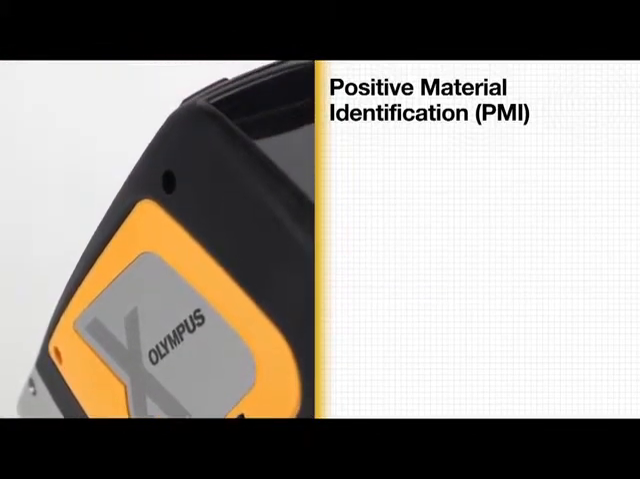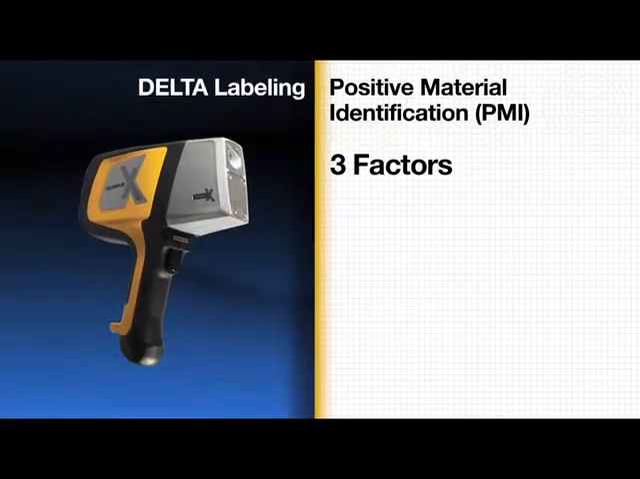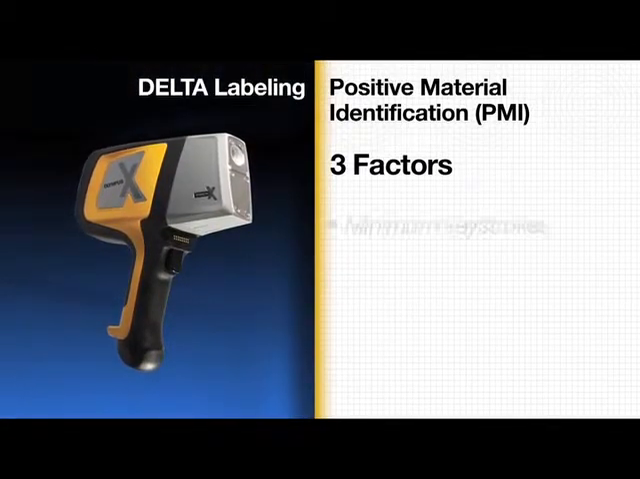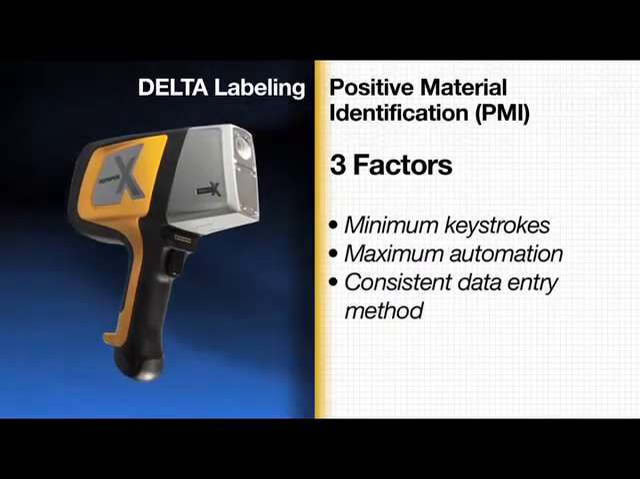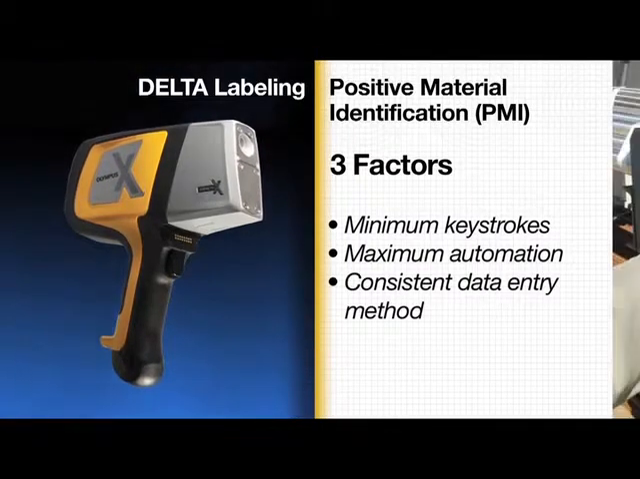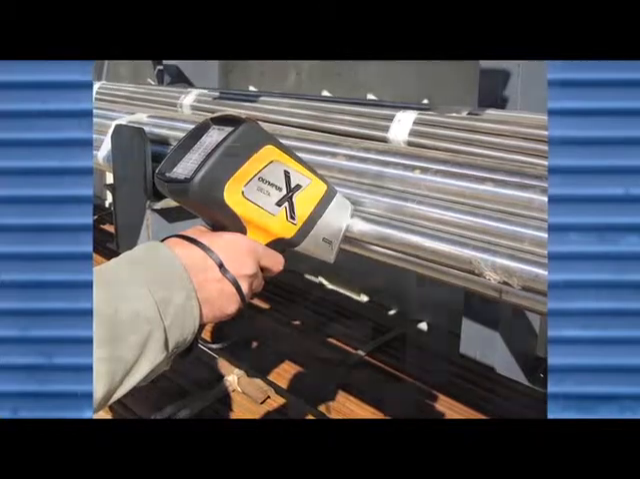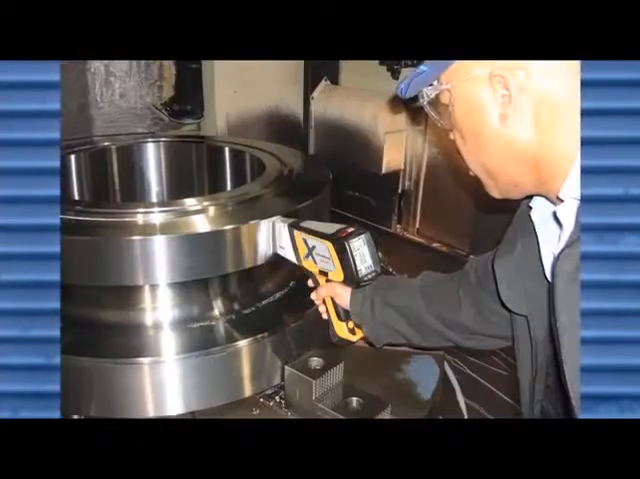Creating useful, easy, real-time test labeling has to satisfy three factors: minimum keystrokes, maximum automation, and a consistent data entry method. The combination of these guarantees reliable and traceable testing and reporting.